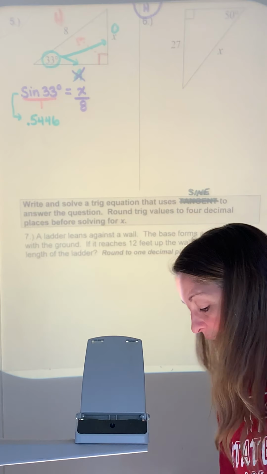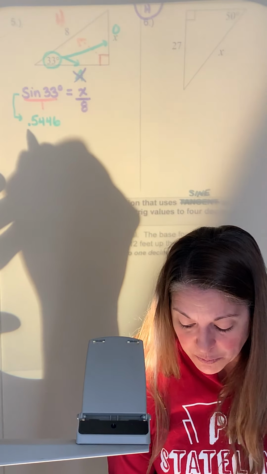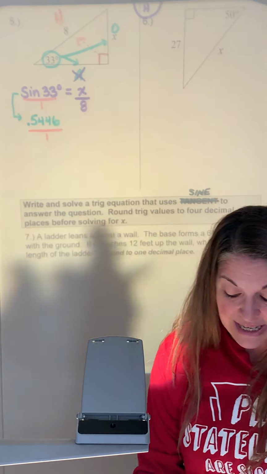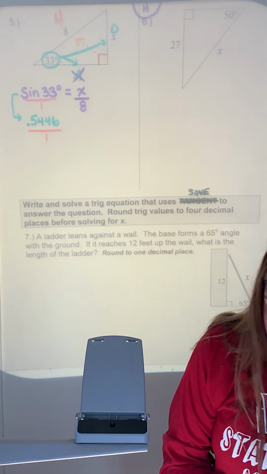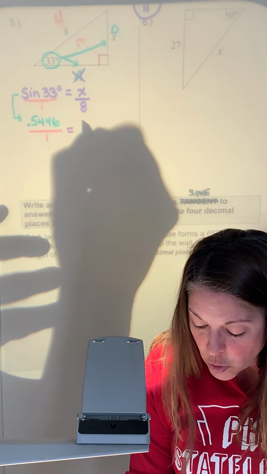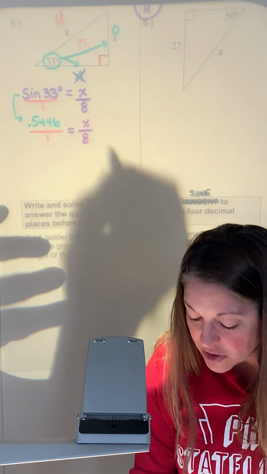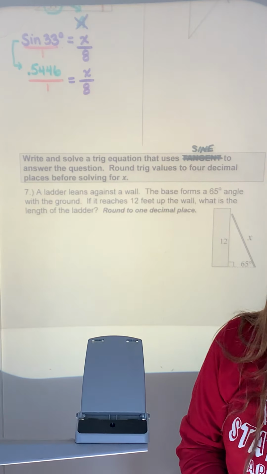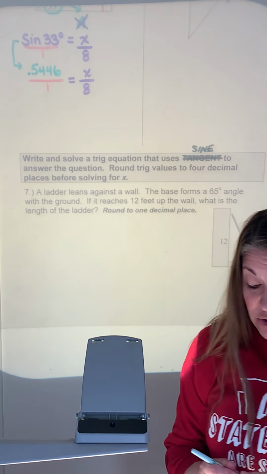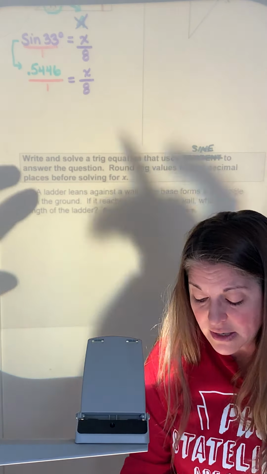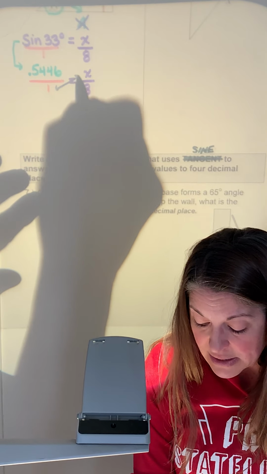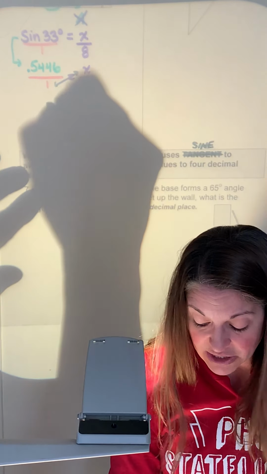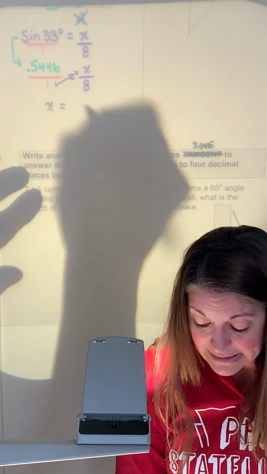So we've replaced sine of 33 with 0.5446. Don't forget to continue to write that over 1. And of course that's equal to x over 8. So now we're here ready to solve this proportion. Remember that to solve proportions, all we do is cross multiply. So we're going to do the 1 times the x, and that will give us 1x, or just x.